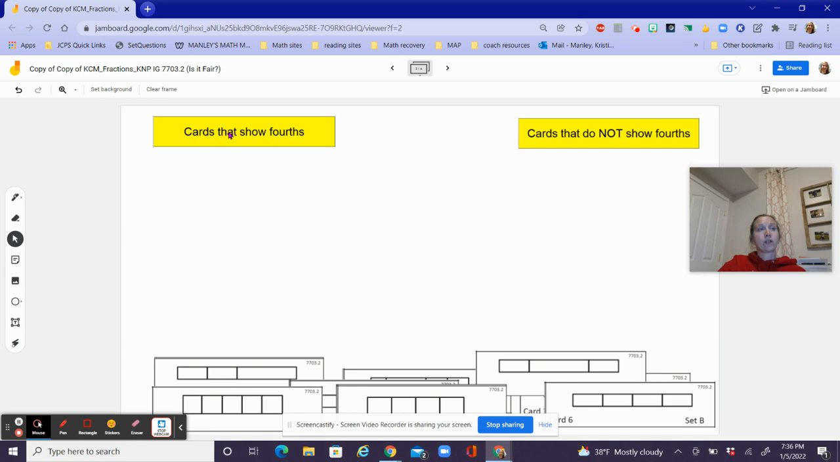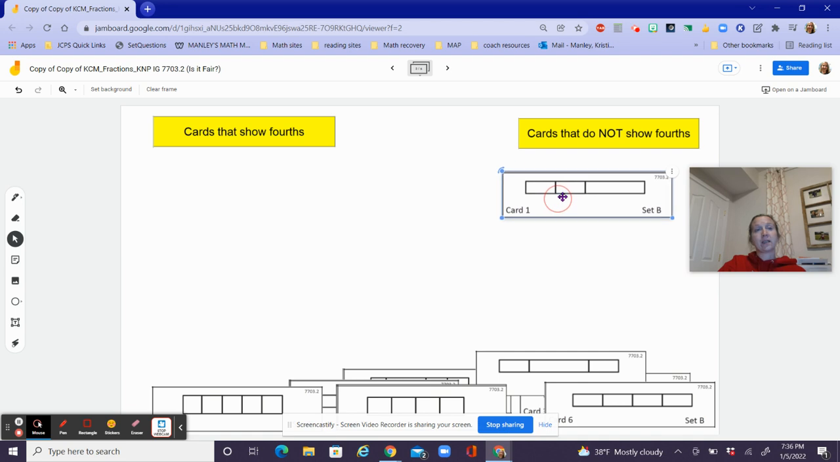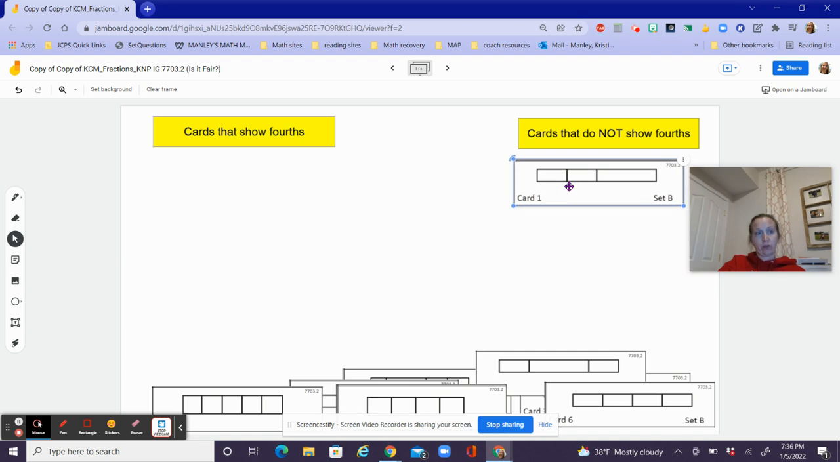And this says cards that show fourths. And again, we have that small word inside there, four. That lets me know I'm looking for things that have four pieces, right? So I'm just going to pick a random card. Does this have four pieces? It doesn't. So I automatically know this is not technically fourths.